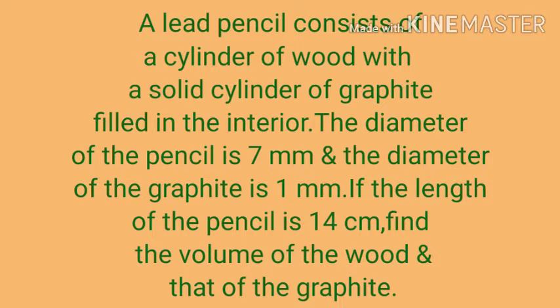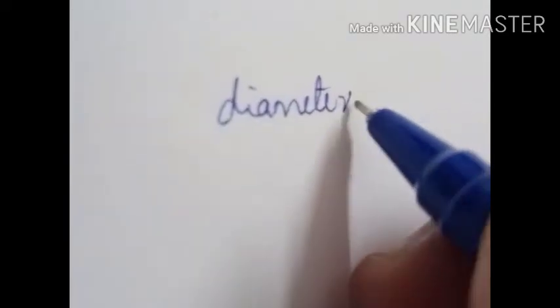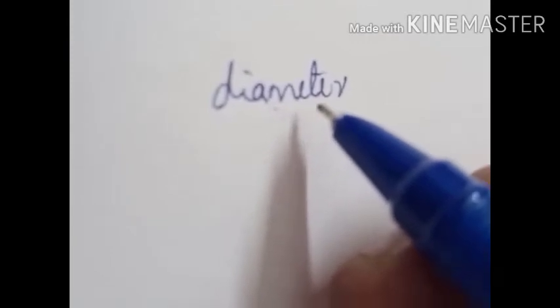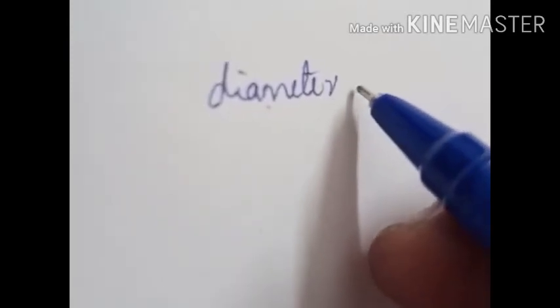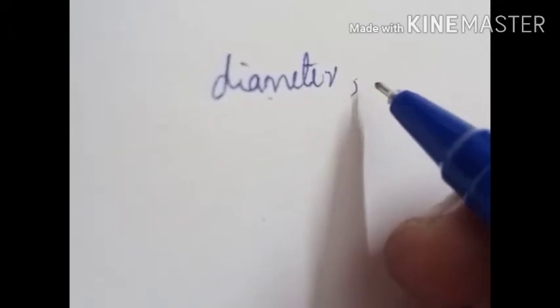So here the volume of the wood used in the pencil is equal to outer volume minus inner volume. Then the inner volume is the same as the volume of the graphite used in the pencil. In this question it is given the diameter of the pencil. So diameter of the pencil means the diameter including the graphite.